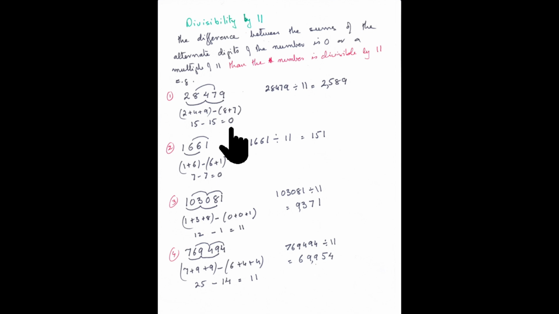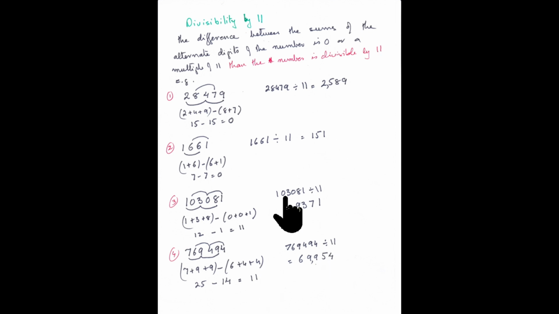Second number, 1661. You jump from 1 to 6, and then above, from 6 to 1. Again we add the alternate numbers and subtract the sums, and it comes out to be 0. Third example, again I have added up the alternate numbers and subtracted their sums, and it comes out to be 11. And the fourth one, again we add up the alternate numbers and subtract their sums, and it comes out to be 11.